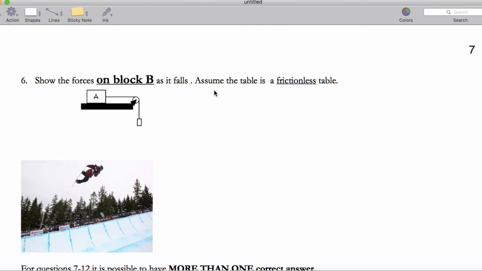All right, block B falls. Don't get confused about what's going on here. This is block B, by the way. We're going to have the tension going up and the weight going down.